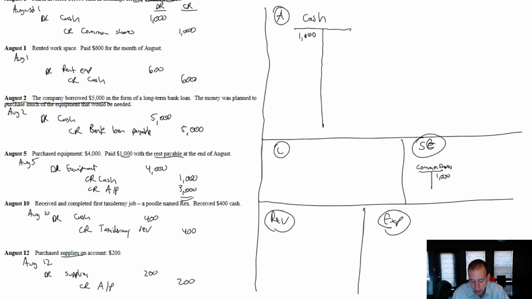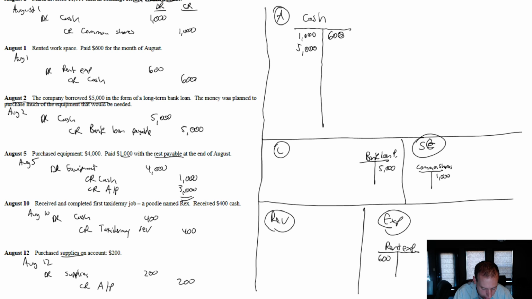Debit rent expense, credit cash 600. Well, in expenses, I'm going to need to make a T for rent expense. 600, and I credit cash for 600. I don't need to leave a space. I just write the credit to cash right at the top. Next one, debit cash, credit bank loan payable for 5,000. This is going to go in the liabilities. I'm going to leave room for some other liabilities. Bank loan P for payable, and that was a credit of 5,000.